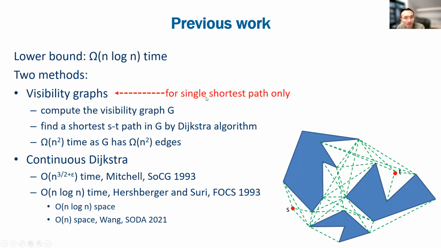But the visibility graph can only compute a single shortest path. A continuous Dijkstra structure usually can build a shortest path map for all these 3 results. The shortest path map is built.